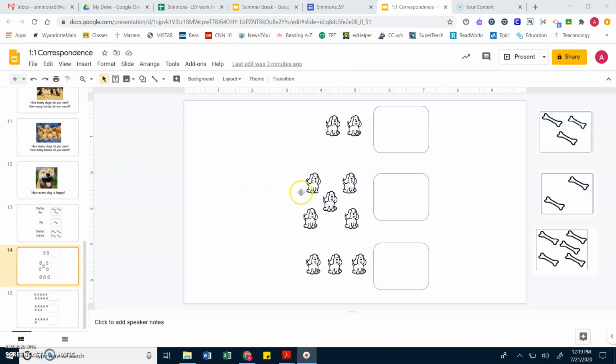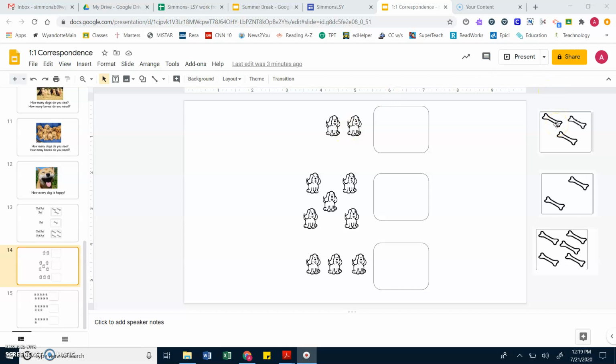All right, so we're going to do the same thing on this worksheet. We're going to look at the dogs and we're going to give them the correct amount of bones. So depending on how many dogs there are, that's how we decide how many bones they get. So let's look at this first picture. We have 1, 2, 2 dogs.